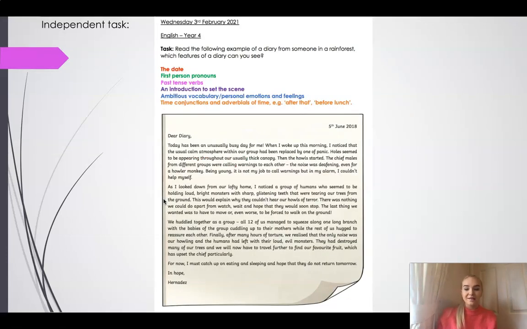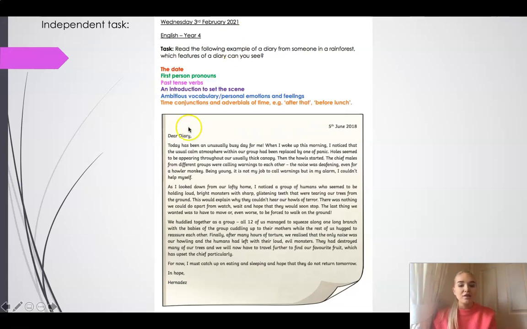So your task today is to do exactly what I have done previously. You've got exactly the same colours, exactly the same features, and you are going to be reading your diary, focusing on one feature at a time, highlighting or underlining in that colour where that feature is. Now remember to read every word. Think, is it a verb? Is it a past tense verb? It is, so I'm going to underline or I'm going to colour it in pink. First person pronoun. Is it first person pronoun? It is. It's I or my or we or our. Therefore, I can highlight that green.